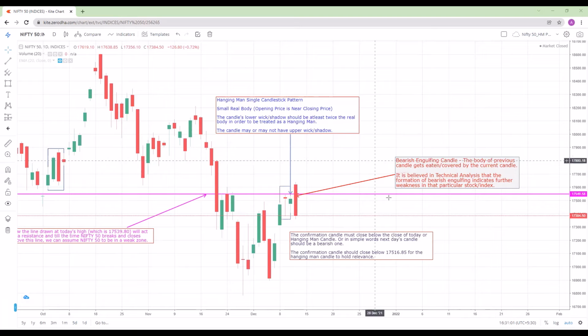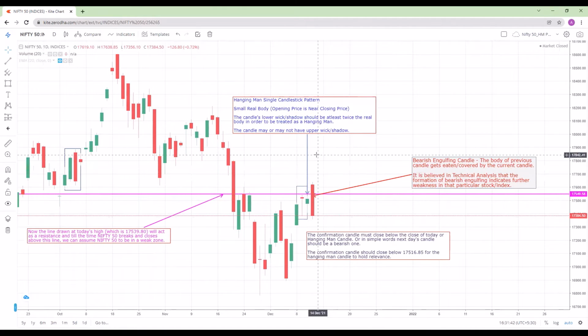So you can also go through the definition here itself. Bearish engulfing candle, the body of previous bullish candle gets eaten, covered by the current candle. So previous candle was formed on Friday and current candle is formed today, that is Monday, on 13/12/2021. So it is believed in technical analysis that the formation of bearish engulfing candle indicates further weakness in that particular stock or index. So when we look at a bearish engulfing candle, we can have a certain interpretation that certain amount of weakness may come in that particular stock or index in the coming days. It can come tomorrow or maybe day after tomorrow, but yes, there is some sort of weakness.